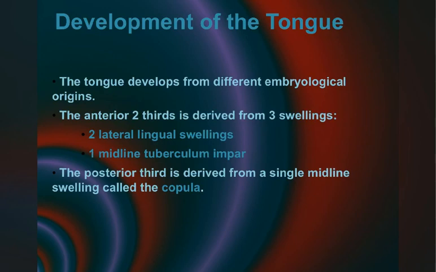Tongue develops from different embryological origins. Anterior two-thirds derived from three swellings. These three swellings are part of the first pharyngeal arch, with some contribution from the second. Two lateral lingual swellings and one midline tuberculum impar. Posterior one-third is derived from a single midline swelling called the copula. And we should know here that the copula is mainly from the third arch, with some contribution from the fourth.